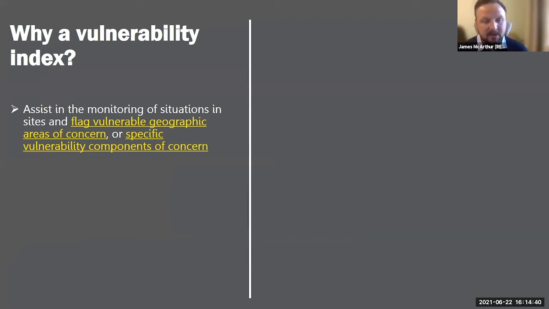I think that this really helps assist in monitoring the situation in sites, particularly and especially in informal sites, self-settled settlements, and being able to flag perhaps vulnerable geographical areas of concern, or perhaps flagging specific vulnerability components of concern. So maybe there's not really a geographical distribution of concern, but maybe there's a specific concern in a certain component of vulnerability, or vice versa. And I think that's something that you can really identify and pinpoint through a vulnerability index.